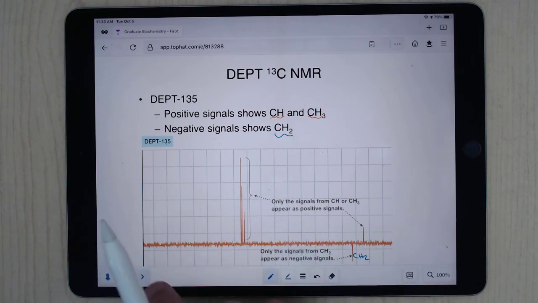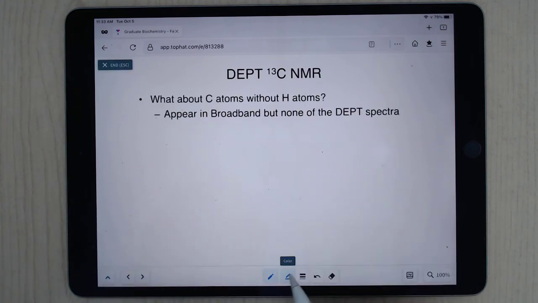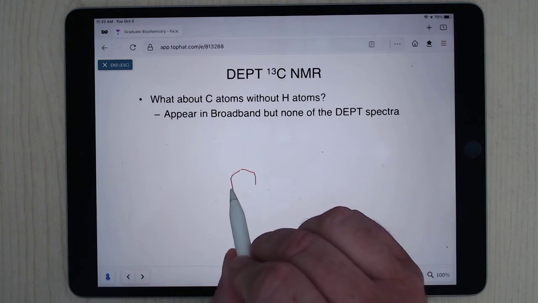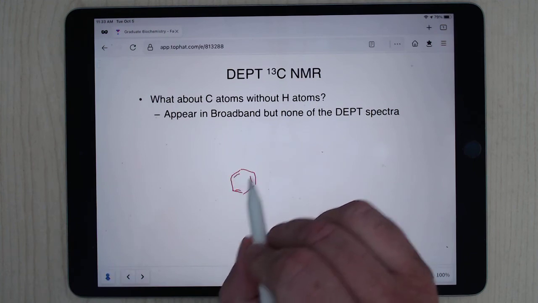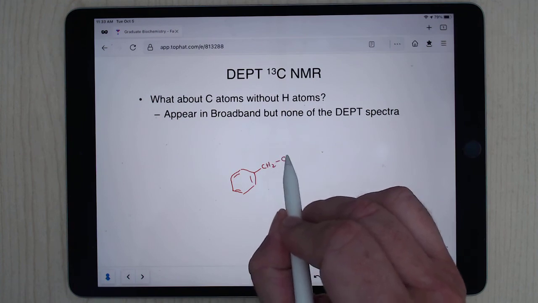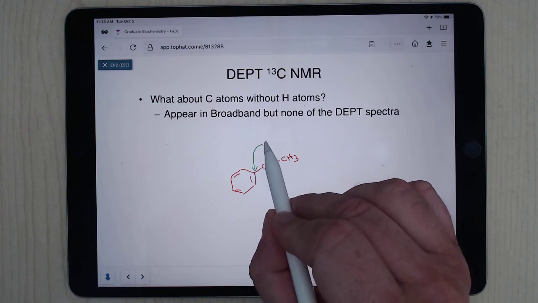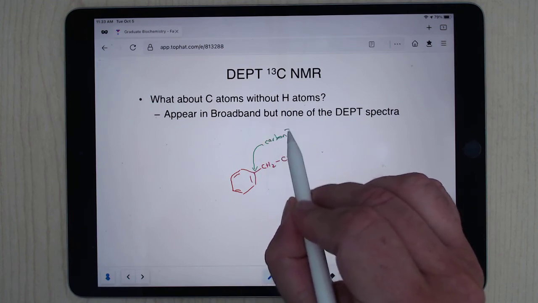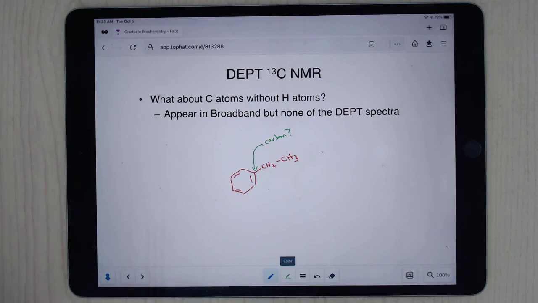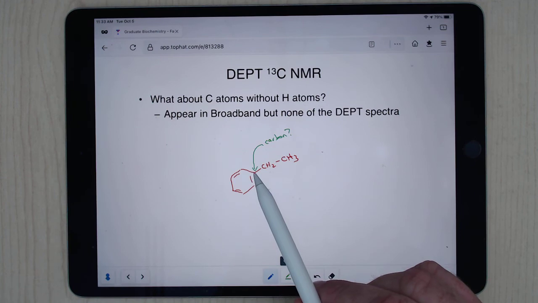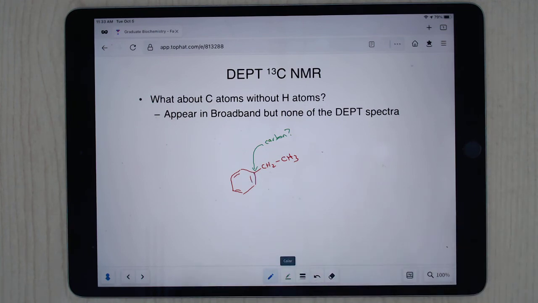But what about, remember, our molecule looks like this, right? What about this carbon here? Where was its signal? Well, we only saw it in the broadband. We didn't see it in the 90 or the 135. The reason for that is you have to have a hydrogen to be able to see it. So if you see it in the broadband, but you do not see it in either one of the DEPT experiments, we know that signal must represent just a C with no hydrogens on it.